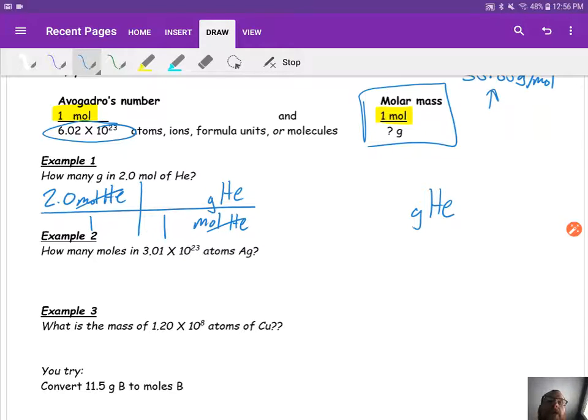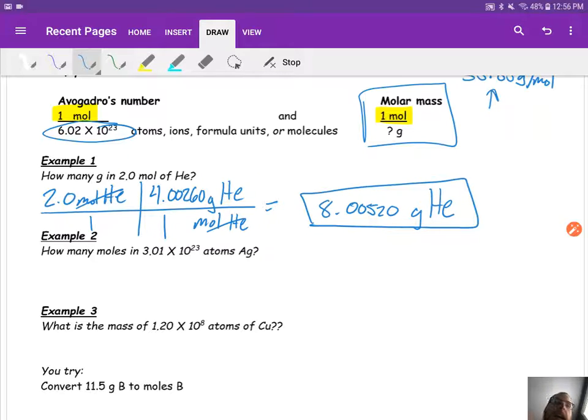Okay, so when we go from moles to grams or moles to atoms, those things will always be bigger. Moles should always be the smallest number that we have. And then when we look up helium, without rounding, just for the sake of this example, that's what we would get. So our final answer: 2 moles of helium is equal to 8.00520 grams of helium.